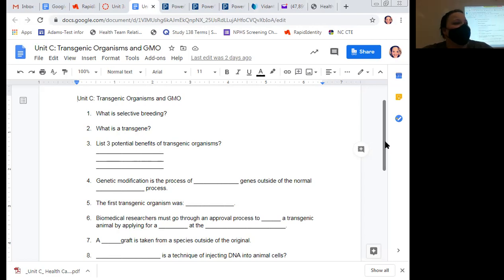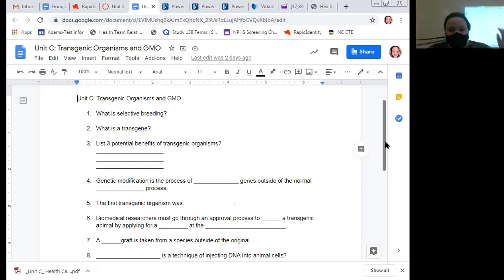The first transgenic organism was bacteria. You got it. And now we use bacteria in cheese, and we use it in yeast and all of those things. Biomedical researchers must go through an approval process to blank a transgenic animal by applying for a blank at the blank. Again, word for word, straight from your note guide. Biomedical researchers must go through an approval process to create a transgenic animal by applying for a patent at the U.S. Patent and Trademark Office.